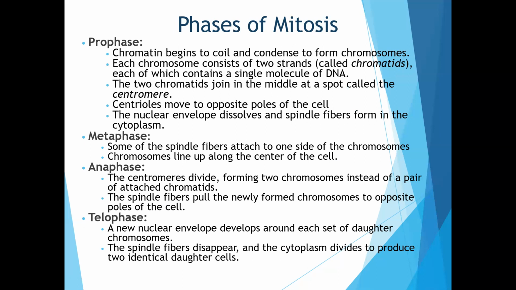We talked about the centrioles earlier in the chapter, and those are going to move to opposite sides of the cell. The nuclear envelope that's around the nucleus dissolves, and then spindle fibers form in the cytoplasm. Those spindle fibers are used later down the line here. So for prophase, what I want you to know is that chromatin coils and forms chromosomes. That's the big one. In prophase, the chromosomes are formed. And remember, the centrioles move to opposite sides.